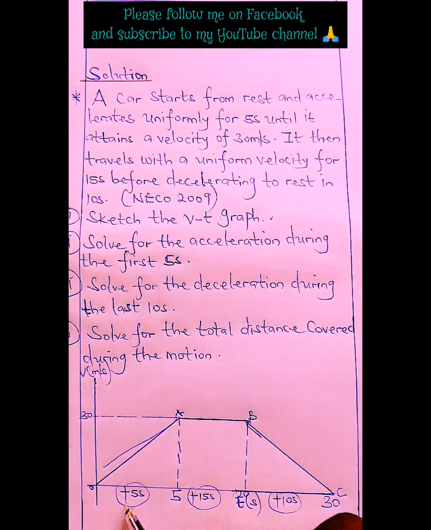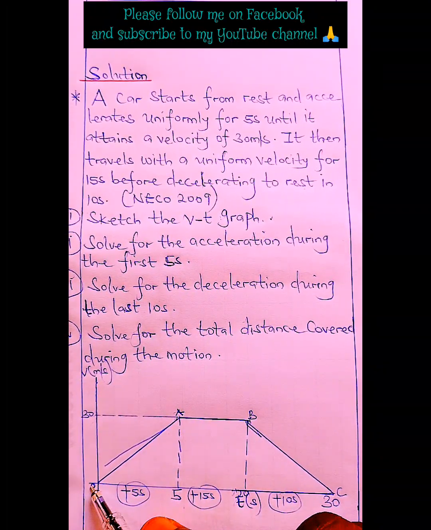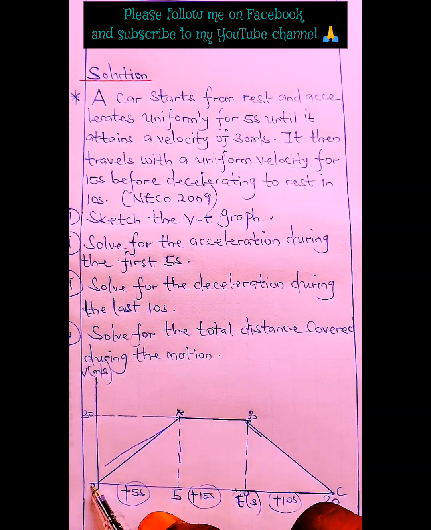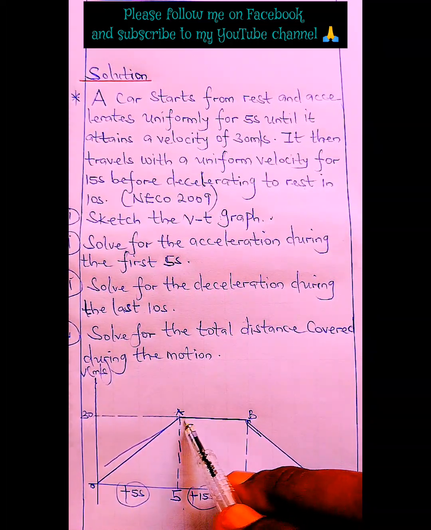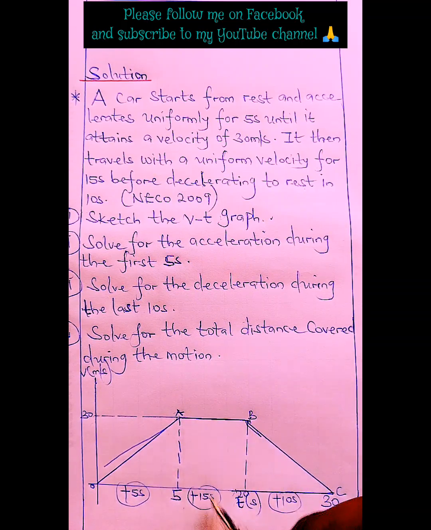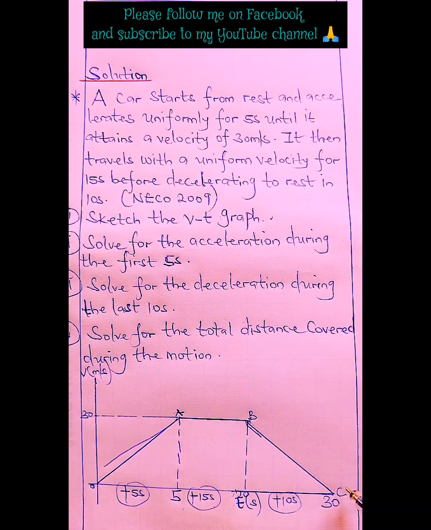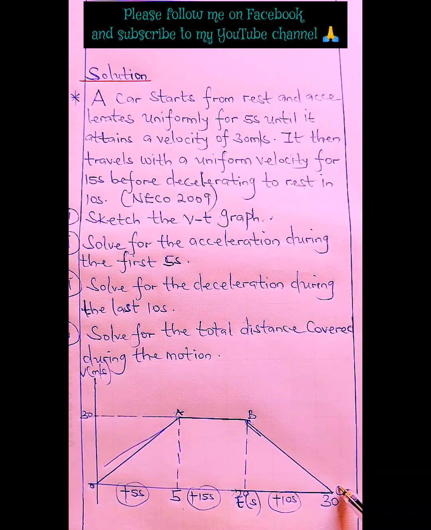Now it took that body 5 seconds just to achieve this. From nothing to 30 meters per second, it took 5 seconds. So from 0 to point A, it maintained that same speed for another 15 seconds. So that's from point A to point B. Now before coming to rest in the next 10 seconds, it came back to rest.